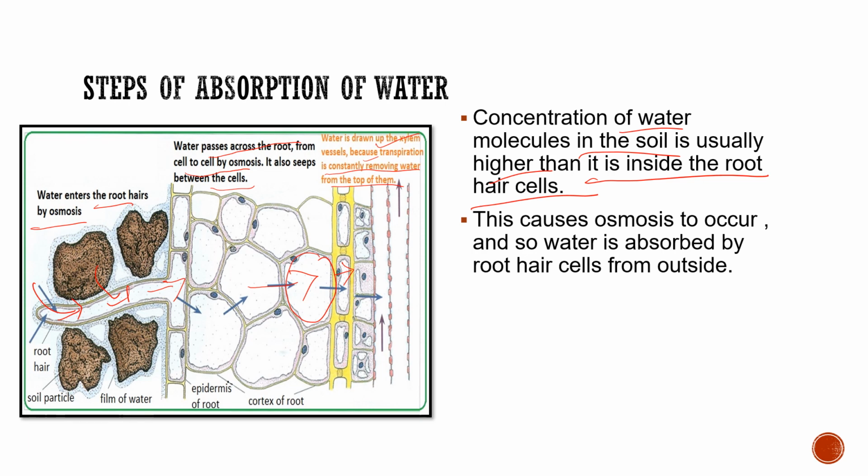The transpiration is happening, and so water is drawn up the xylem vessels because the transpiration is constantly removing the water from the top of these cells. So the plant is constantly in need of water, so the water is being absorbed constantly from the roots to the cells to the leaves. So this is a constant process, and the water is constantly being absorbed. Is it clear to all? Now let us move on to the next one.